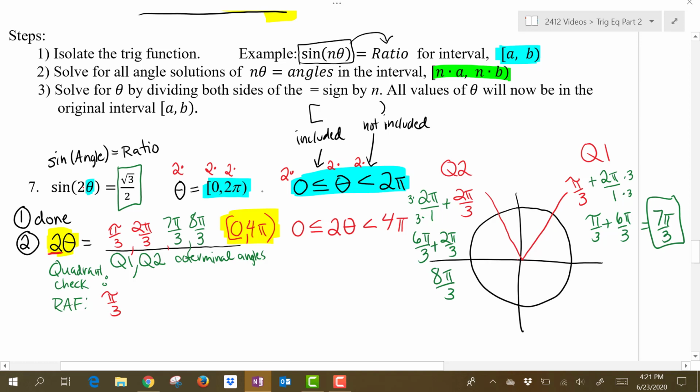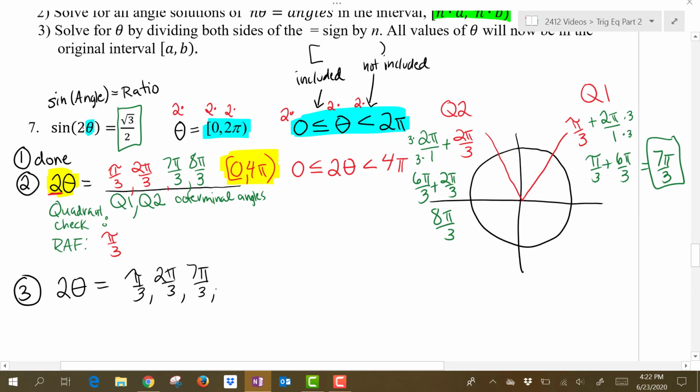Okay, so step 2 says to solve for the multiple of that angle within the adjusted interval. So in this case, when we adjusted our interval, we had to solve for angles between 0 and 4 pi. That's 2 times around the circle. We found our first 2 angles, but then to find the second 2 angles, we had to find coterminal angles to the original 2.